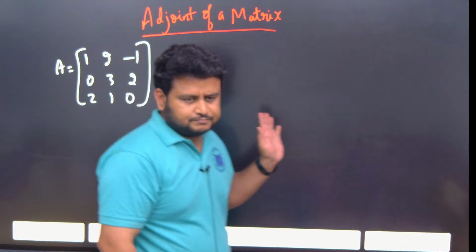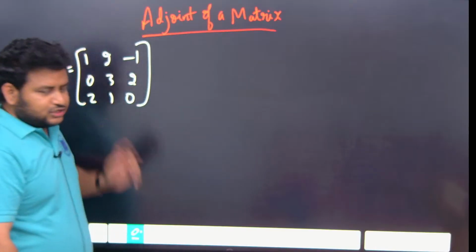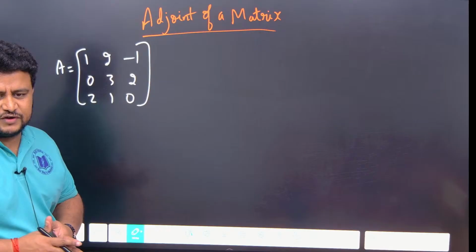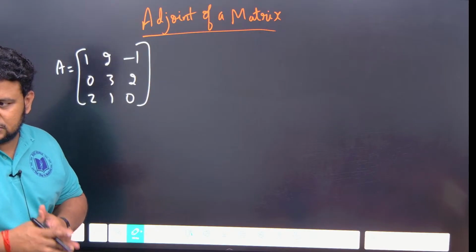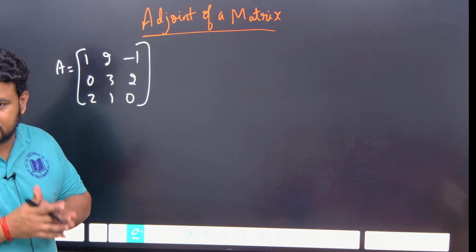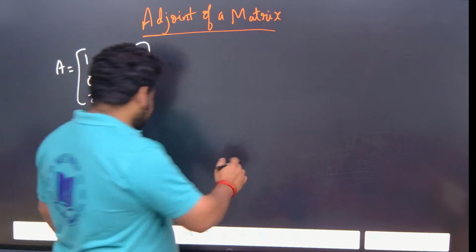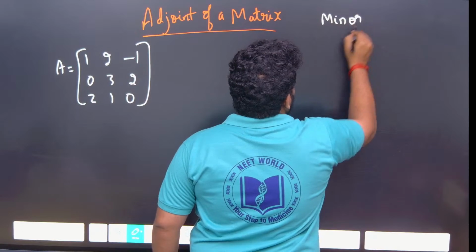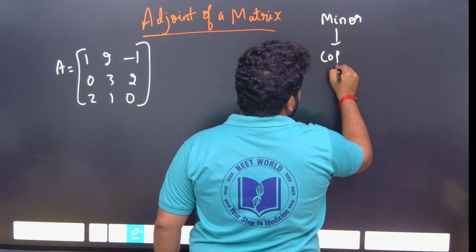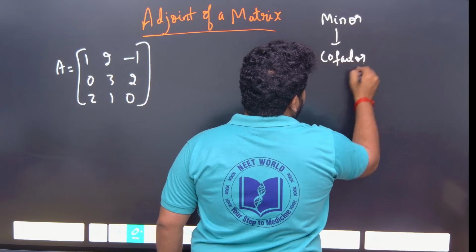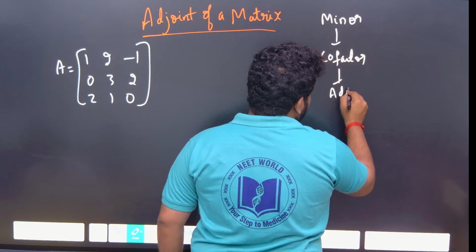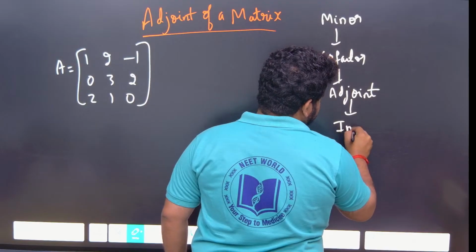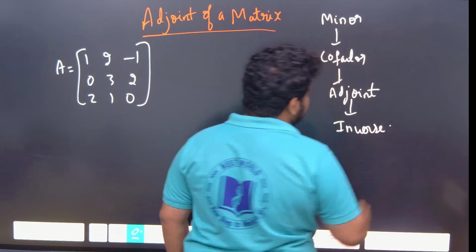Listen, focus. They are asking for the adjoint of a matrix. But before finding the adjoint, you should know what you have to find first. You should know the minor, then the cofactor, then you can find the adjoint, and only after the adjoint can you find the inverse.